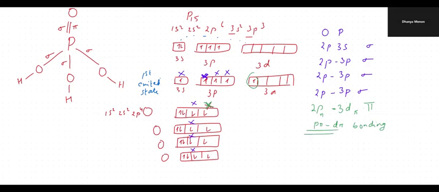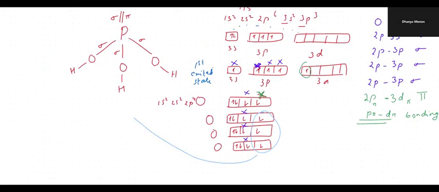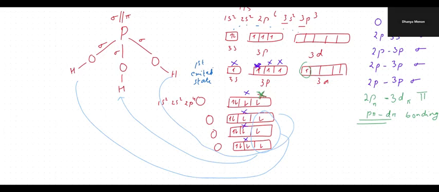Now you will be asking that there are 3 electrons left here for oxygen. Those 3 electrons will be used up to bond with hydrogen. So these 3 unpaired electrons of oxygen are used up to form bonds with hydrogen. See, there is oxygen and hydrogen, there's a sigma bond. Oxygen and hydrogen, there's a sigma bond, right? So these 3 unpaired electrons are used up to form those bonds.